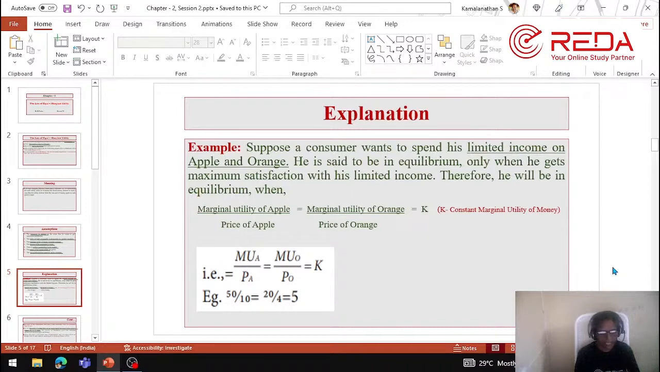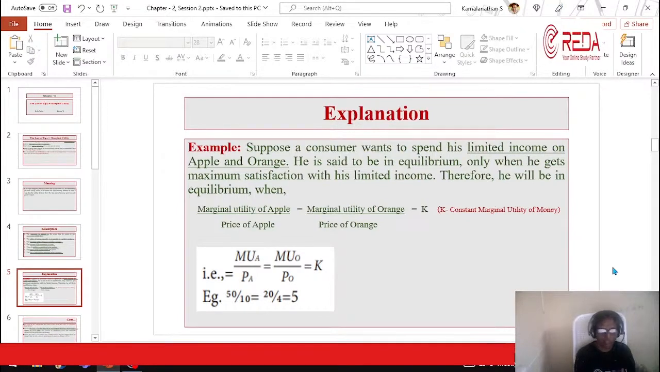So in a simple way, he says that whenever a consumer is consuming two commodities, first commodity apple, his utility depends upon the price of the commodity, that is, the marginal utility of apple divided by the price of apple. It should be equal to the marginal utility of orange divided by the price of orange. So the marginal utility of apple should be equal to the marginal utility of orange.